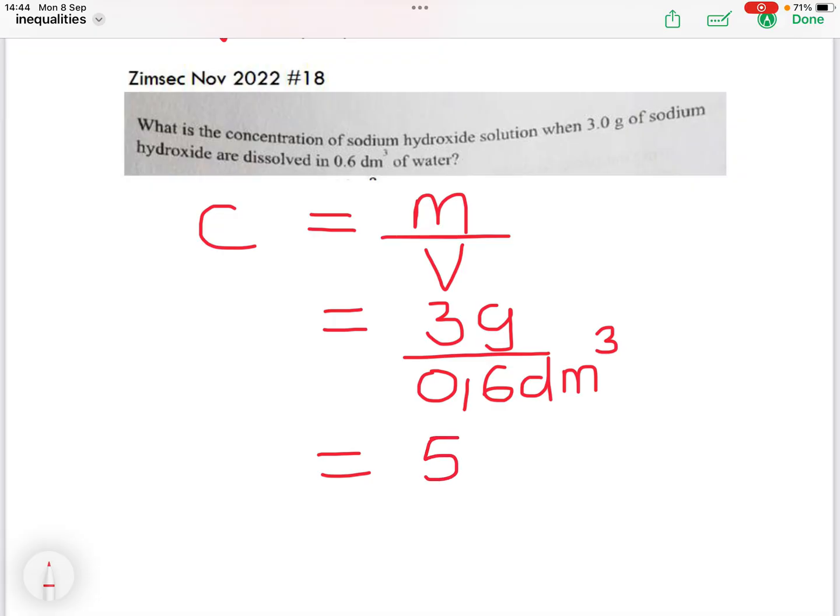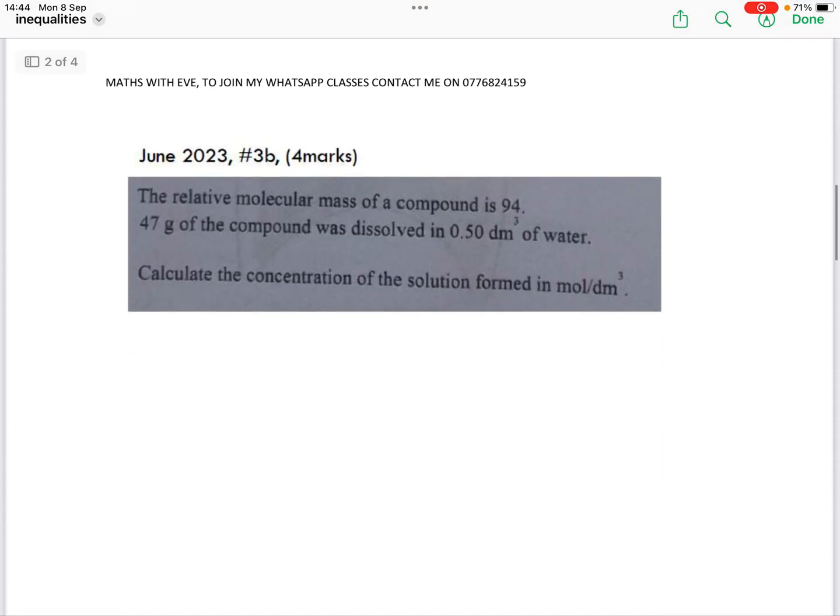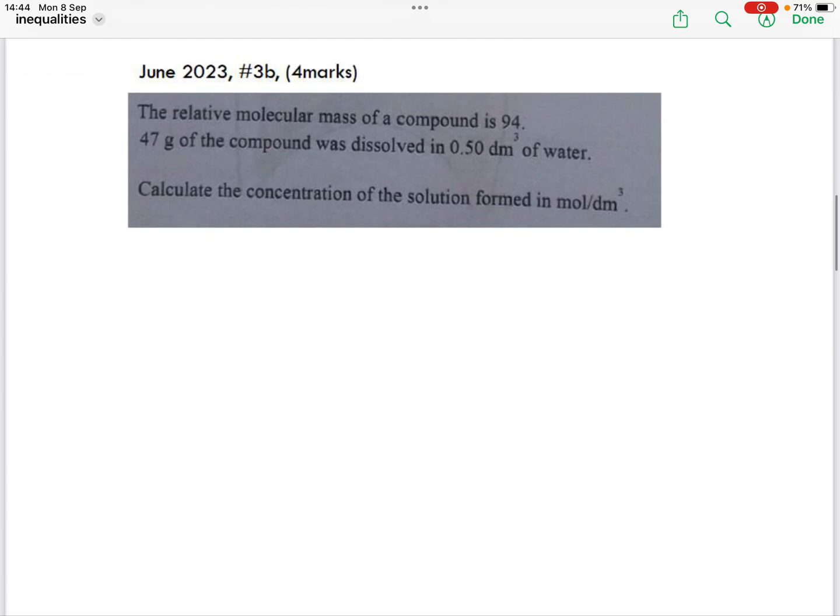So if we say 3 divided by 0.6, we are going to get our answer is 5 grams per cubic decimeter. Please make sure that you don't forget to mention the units. For you to get all your marks in science, first you need to provide the correct formula. Concentration is equal to mass over volume. You show your working, 3 grams divided by 0.6, and then you get your final answer is 5 grams per cubic decimeter. So this is how we solve the question that was in November 2022, number 18. We can now proceed to the third question.